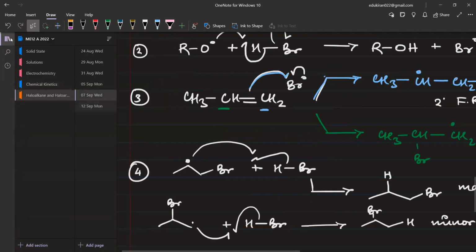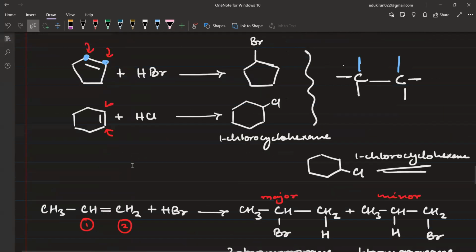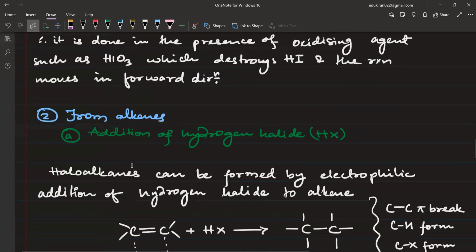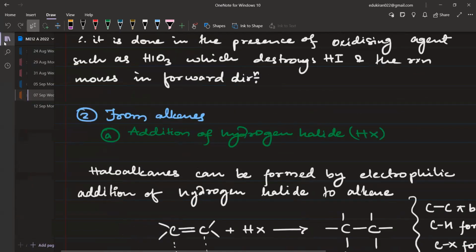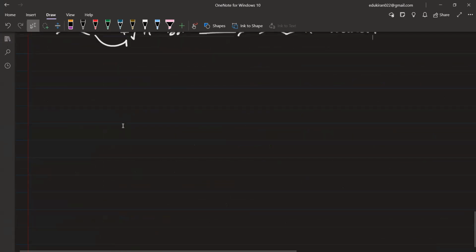Okay, so this was, wait a second, just now. From alcohols, A part was addition, like B part from alcohols. No, from alkenes, B part. Halogenation of alkene.